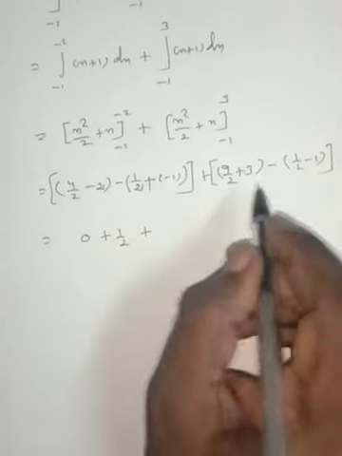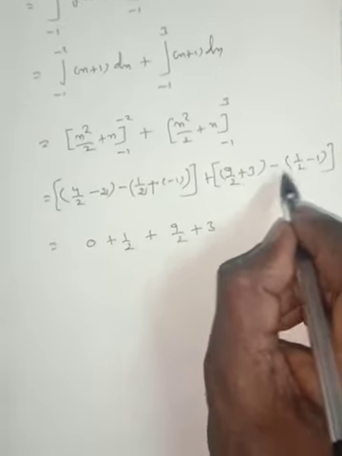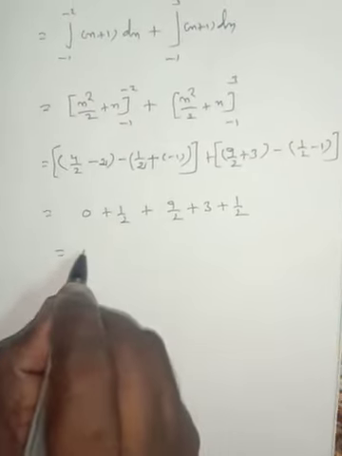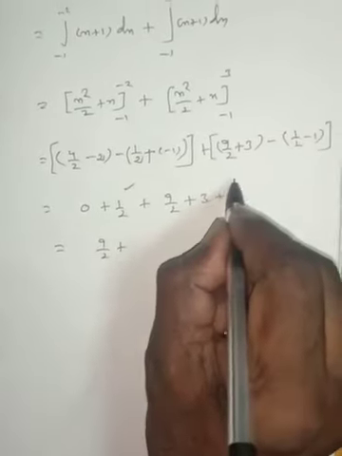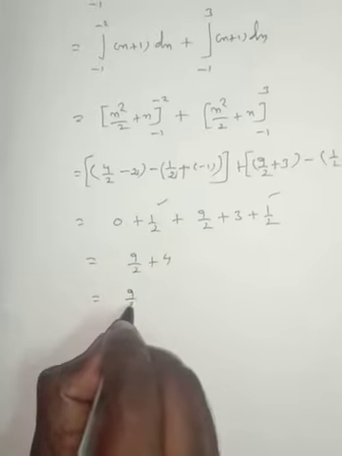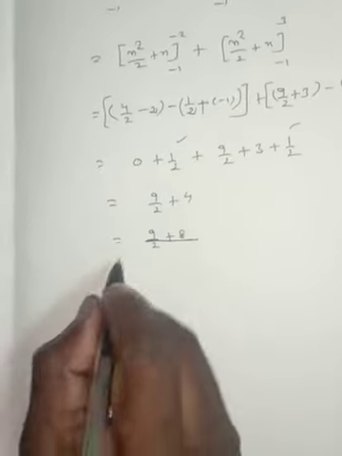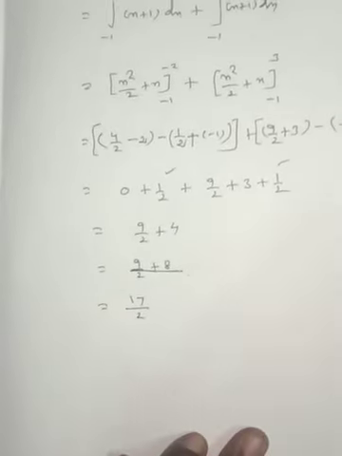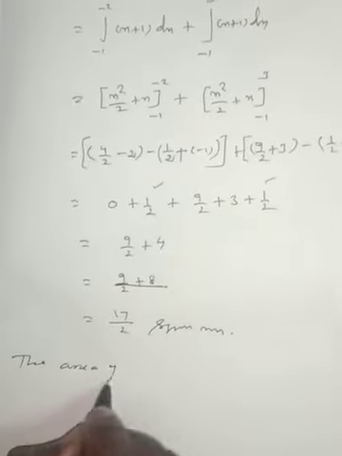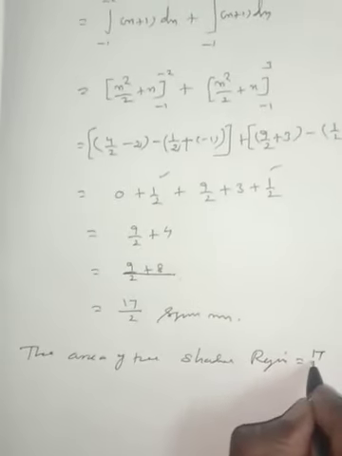plus 9 by 2 plus 3, minus of plus 1 is half. It's equal to 9 by 2 plus a half plus a half plus 4. It's equal to 9 by 2 plus 8, taking LCM, is equal to 17 divided by 2 square units. The area of the shaded region is equal to 17 by 2 square units.